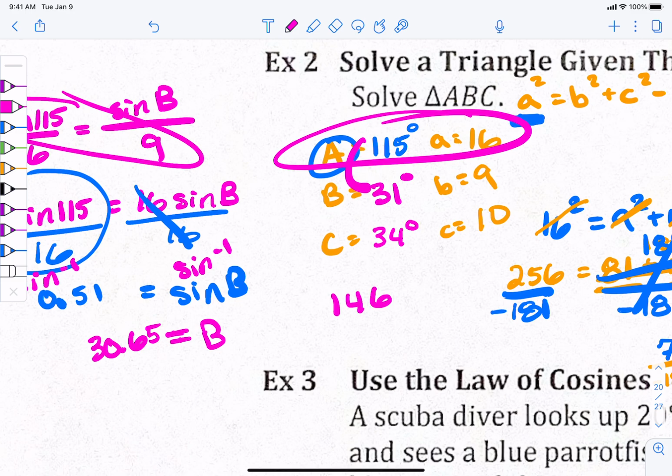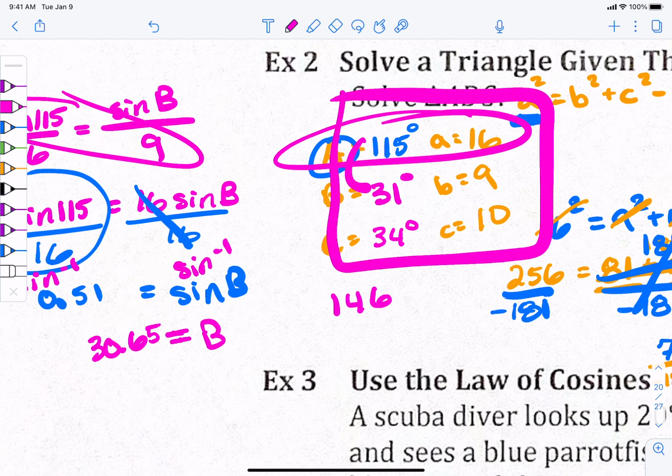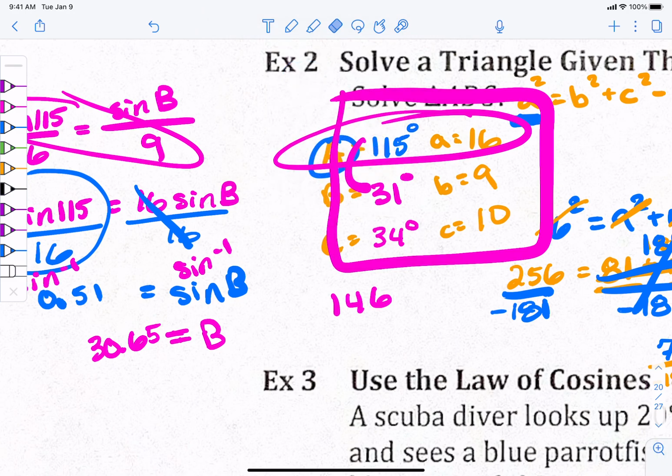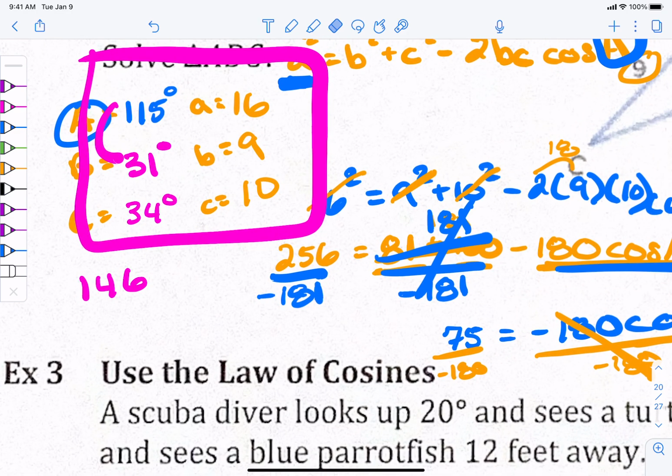Yes. Now one extra thing that I do is look at this box right here and ask what's the biggest angle, A. Is it opposite the biggest side? Yes. The smallest angle is 31. Is it opposite the smallest side? Yes. So we know we probably did it right.